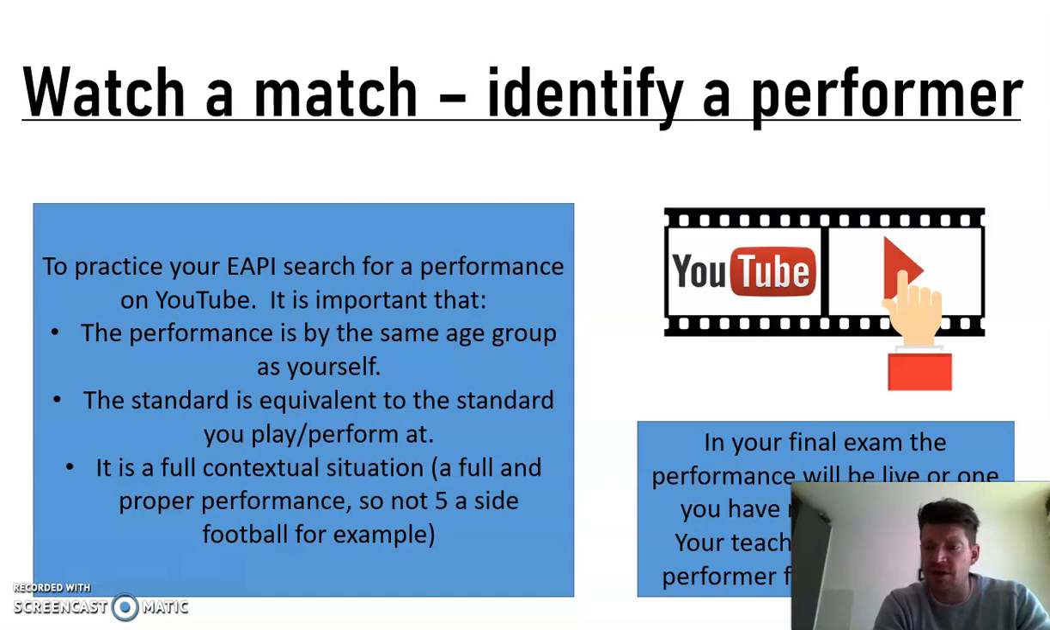It's important that the same age group is in the video that you're watching. It's also important that the standards are the same. So if you're a county footballer or netball player, that you try and watch a county game. And obviously if you're lower or higher, you do it like that. And it's a contextual situation. So there's no point watching a five-a-side game or a kickabout in the park. Obviously, I hope you would know that it has to be a proper match or performance, whatever your sport is.